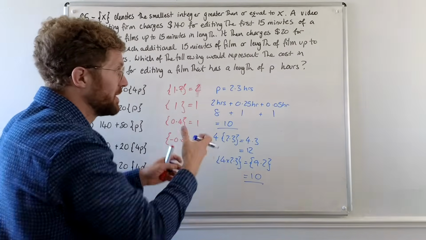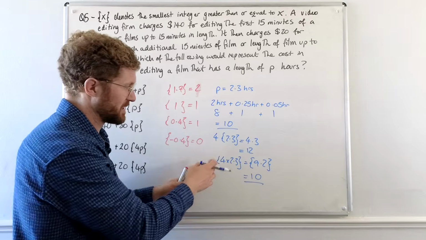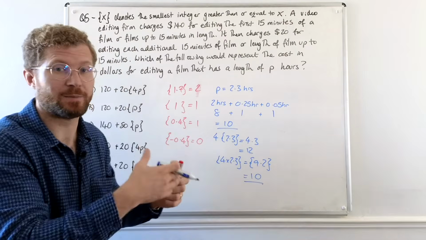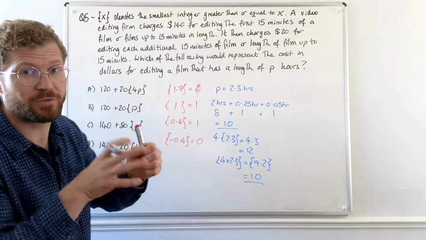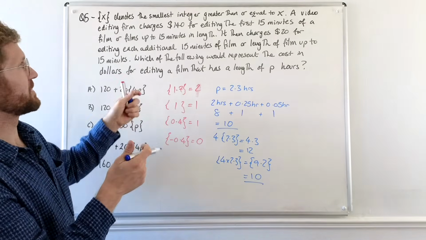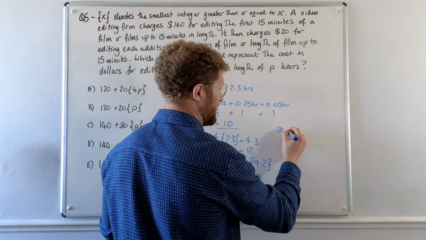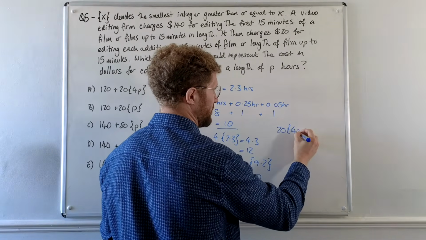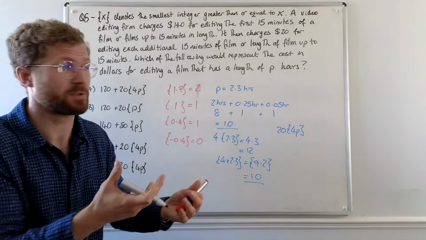after. So in the formula I'm going to come up with, I want to have the 4 inside the special brackets along with the p. Now each of those chunks of time, that's going to be charged $20, so I can start to build this up. I'm going to have 20 multiplied by 4p, and that's going to tell me the amount that this film company is going to charge.